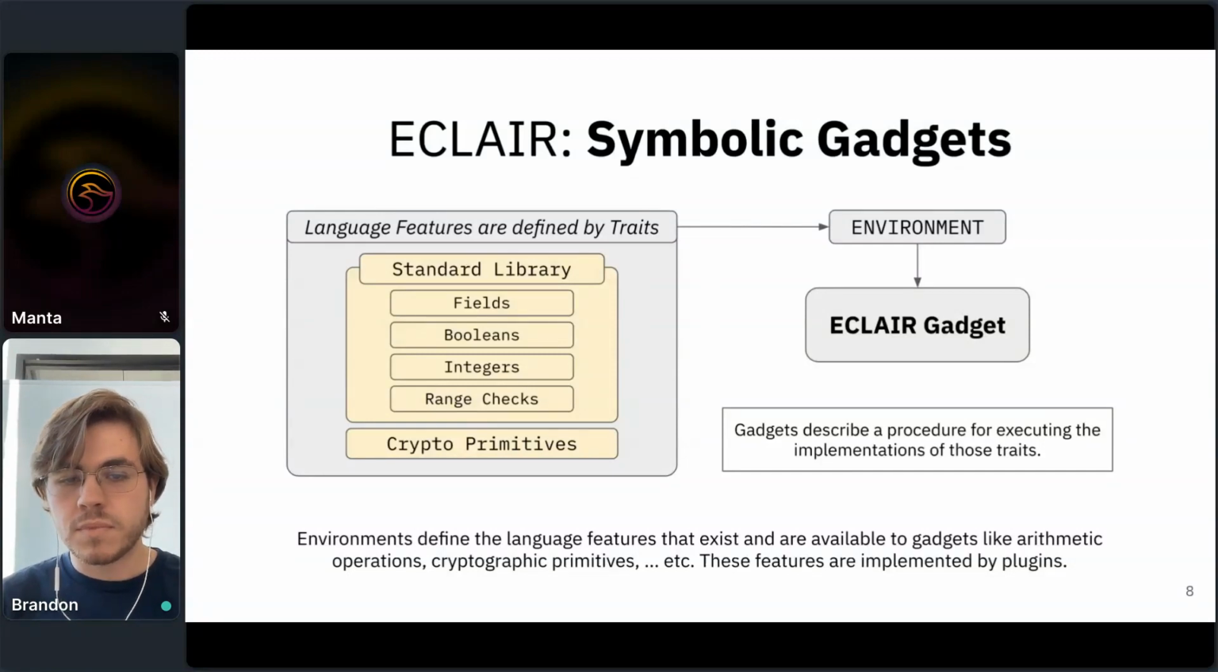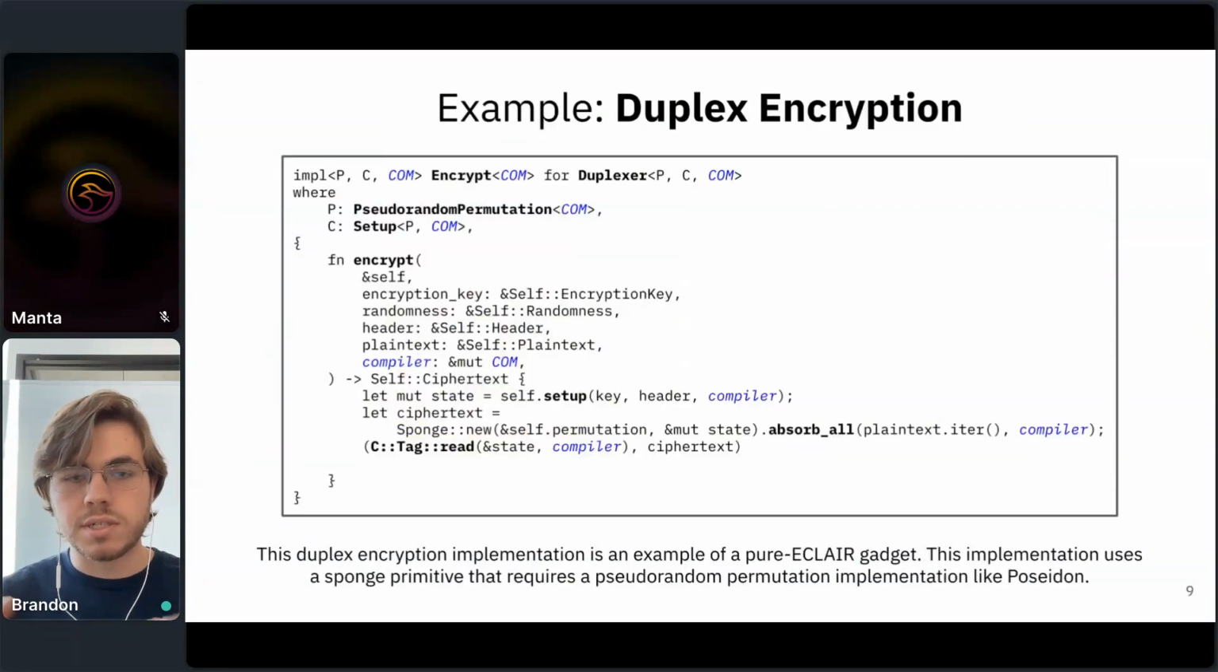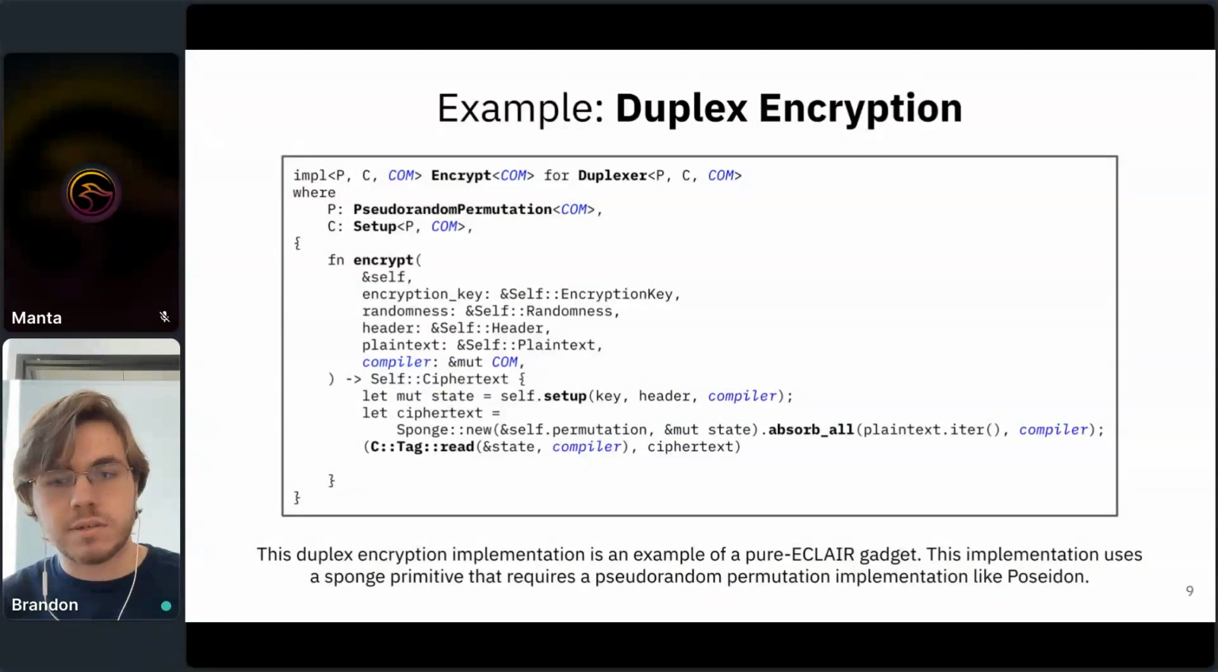And all of these things are composable with each other by selecting the appropriate language features defined by the Rust traits. So here's a snippet from the duplex sponge encryption implementation. This is a way of taking a permutation and turning it into an encryption scheme. And so what you can see here is that the encrypt interface is a trait that gives other ECLAIR programs a standard interface for using encryption, and the duplexer is a structure that implements the interface.